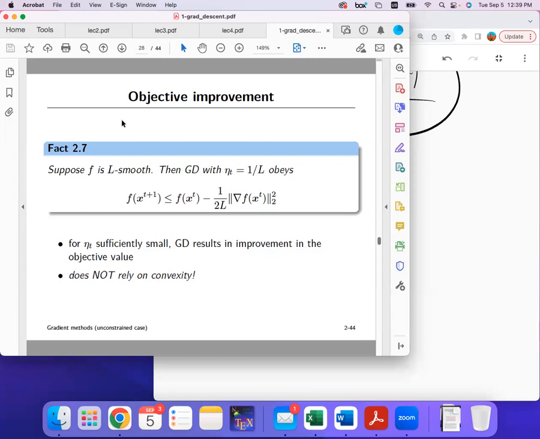It implies that gradient descent makes sense, right? Because it always decreases your objective function value if you choose the step size in a proper way. Okay, so you can see the step size is actually related to the smoothness parameter of your function. If this L is bigger, then you want to choose a smaller step size and be more conservative.